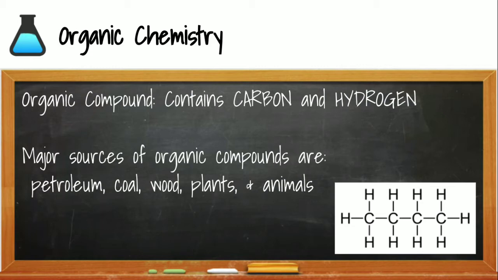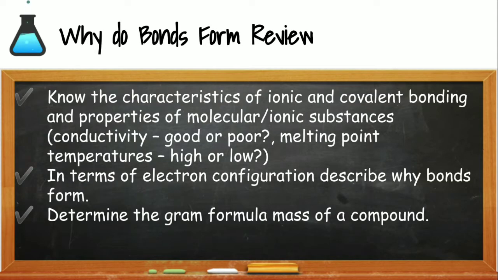After all, petroleum and coal are fossil fuels. They are produced from fossilized animals. In the next 3 lessons, we are going to review the characteristics of ionic and covalent bonds, why bonds form, and how to determine the gram formula mass and empirical mass of compounds.